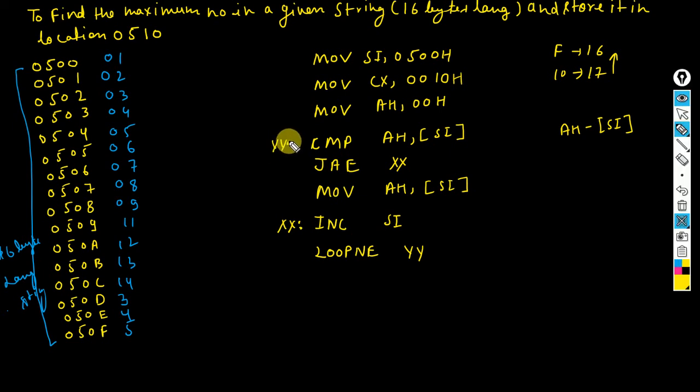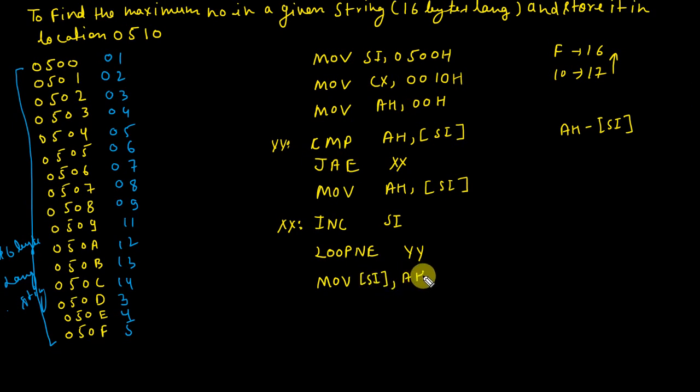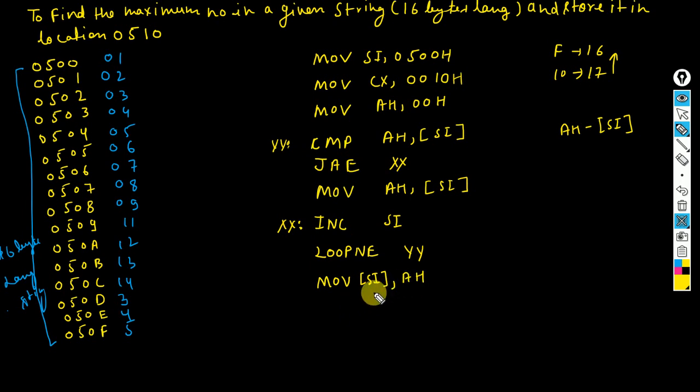This is your label YY, and the next instruction is MOV SI, AH. It means the highest value stored in our AH register moves to the source index. The last instruction is HLT. What is the meaning of HLT? HLT terminates our program.